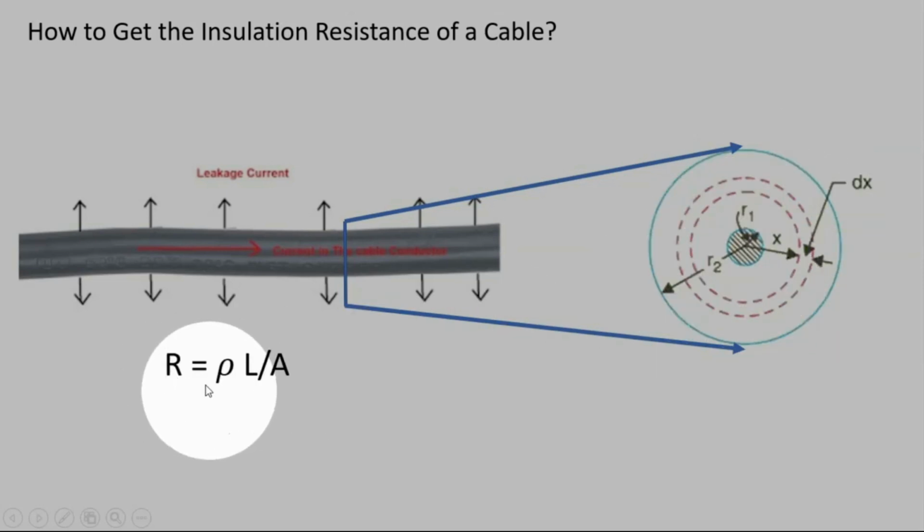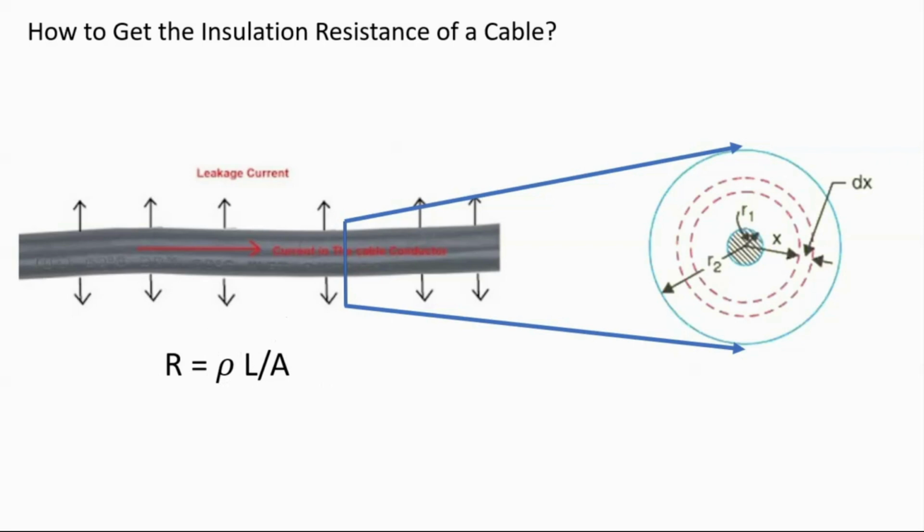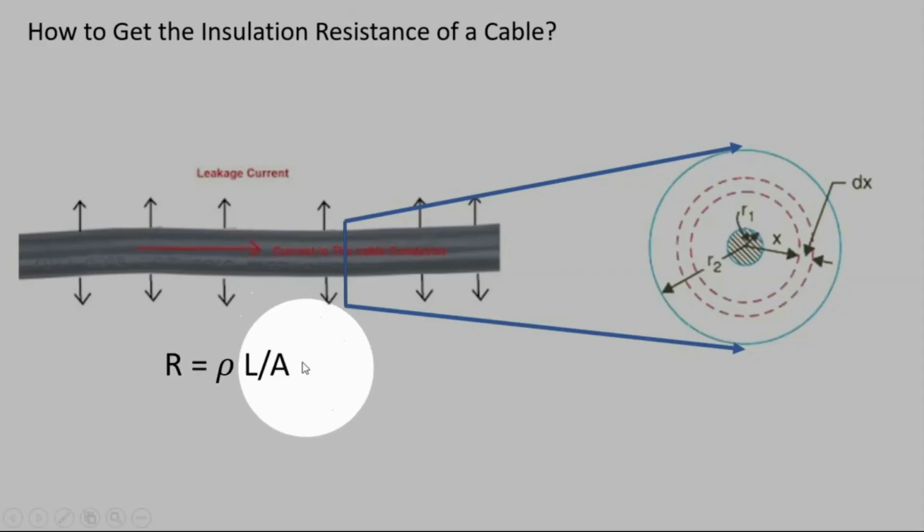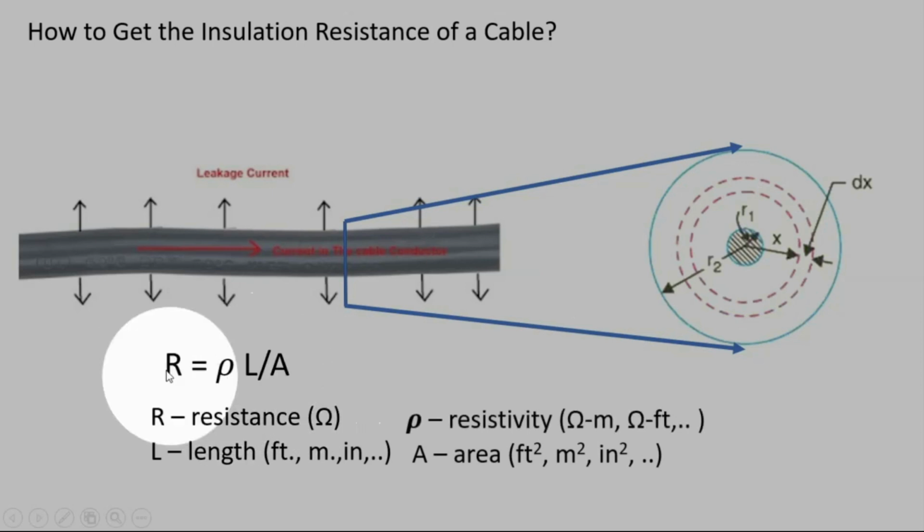Now, to get the resistance of a cable wire per se, we normally use this equation where R is equal to the resistivity times the specified length of the wire divided by the area. This is the cross-sectional area. We refer to the area of this cable wire. Again, the unit for resistance is ohms, the length can be in feet, meters, inches, and so on. The resistivity is in ohm meter, ohm feet, and so on. And for the area, the square of our length units.